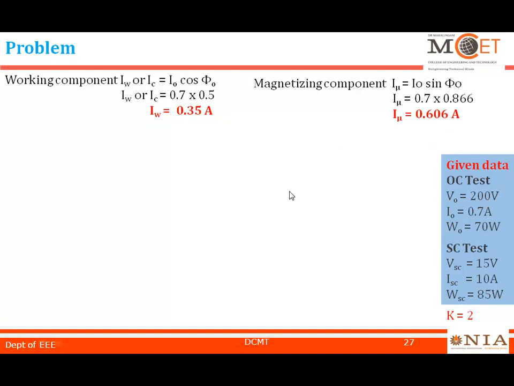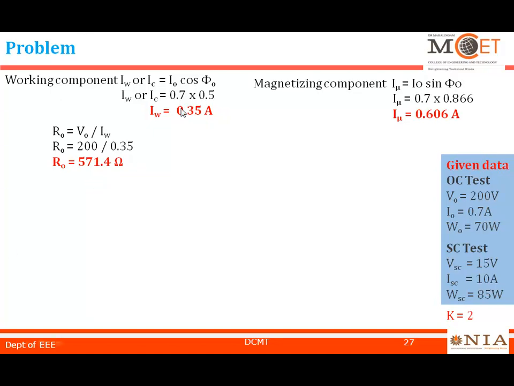From this, we are going to find the values of R0 and X0. So, R0 is equal to V0 divided by IW. V0 is equal to 200, and IW is equal to 0.35 amperes. So you get R0 is equal to 571.4 ohms.